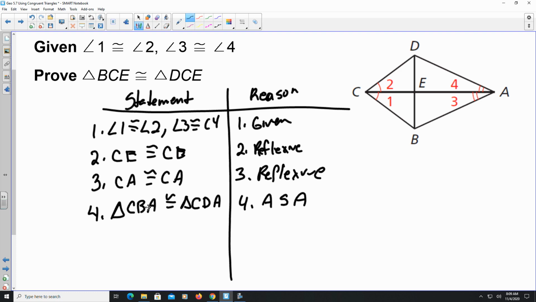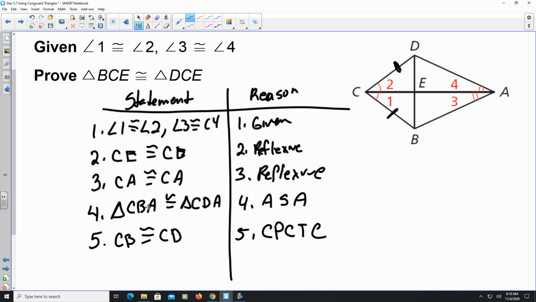Okay? So now that I have the opportunity to say that those triangles are congruent, why does that help us? Well, now I know that CB and CD are congruent. Why? Because the two triangles on the top and the bottom are congruent, and those are corresponding sides. So I know that corresponding parts of congruent triangles are congruent. That's how I'm able to make that conclusion.